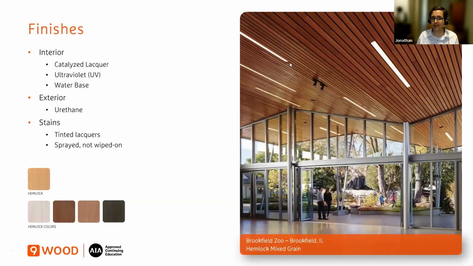For exteriors, oftentimes it's going to be urethane, which is important. You want to get the durability you need for your client, like in an exterior soffit, like in the photo there. And so you want to specify the right coating.